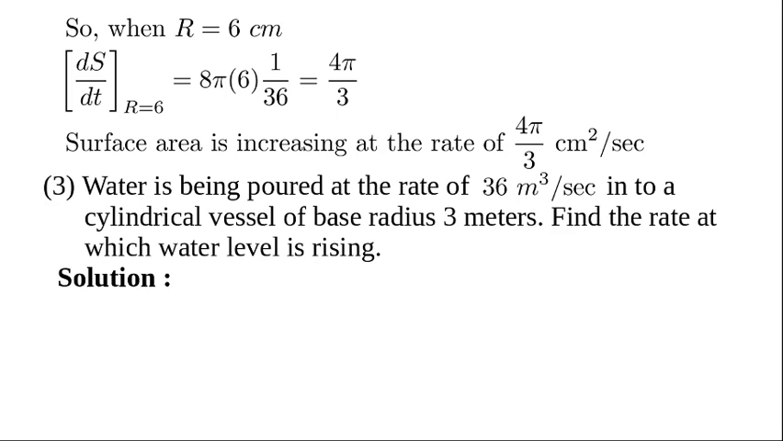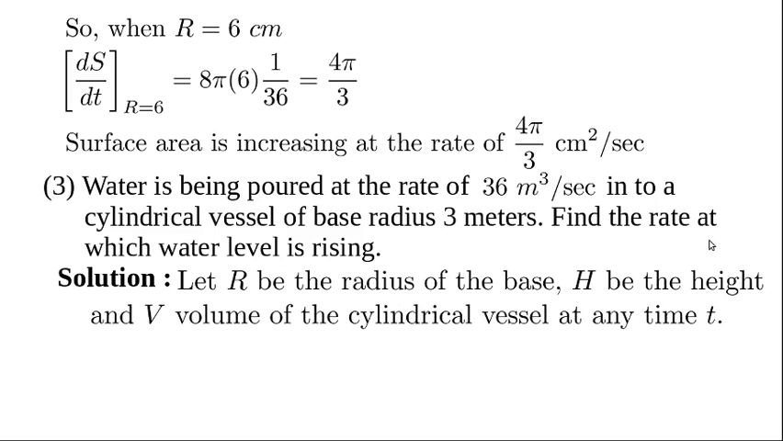In the next problem, water is being poured at the rate of 36 meter cube per second into a cylindrical vessel. Means 36 meter cube per second is the rate at which the volume of water is being poured into the vessel. That means dV by dt is 36 meter cube per second. And the base radius of the cylinder is 3 meters, which is a constant value. Find the rate at which water level is rising. Let R be the radius of the base, H be the height, and V be the volume of the cylindrical vessel at any time t.